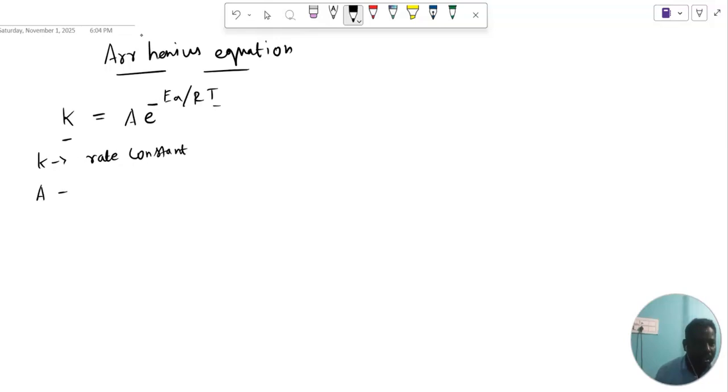A is the Arrhenius factor, or you may also call it the pre-exponential factor.